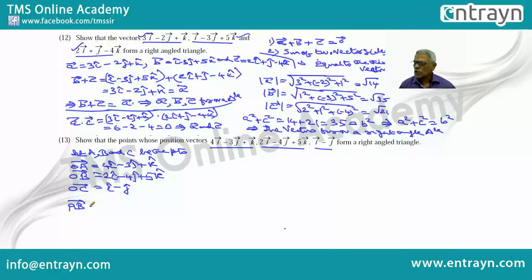First let me find AB vector. AB vector is OB vector minus OA vector, which is equal to 2i minus 4i, which is minus 2i. Then minus 4j minus minus 3j is minus j. Then 5k minus k is 4k.